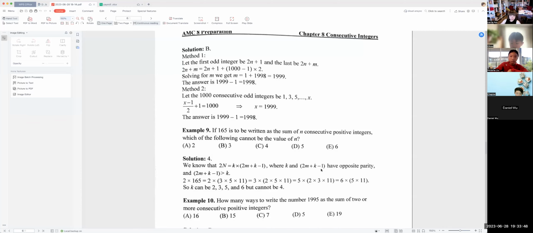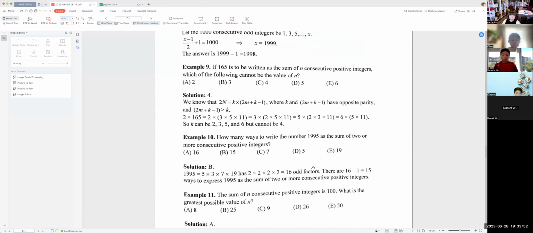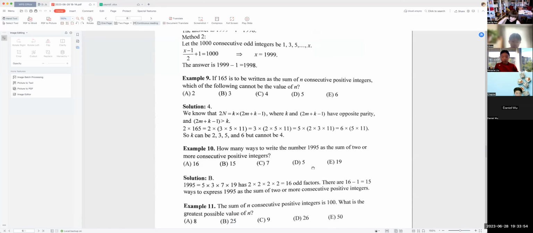Okay, so now let's take a look at number 11. The sum of n consecutive positive integers is 100. What is the greatest possible value of n?